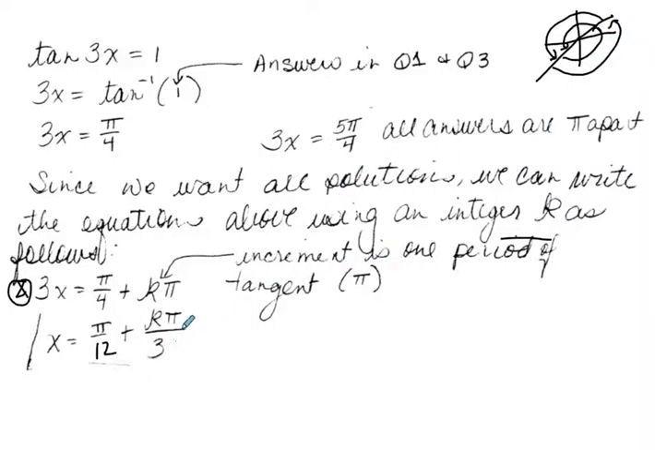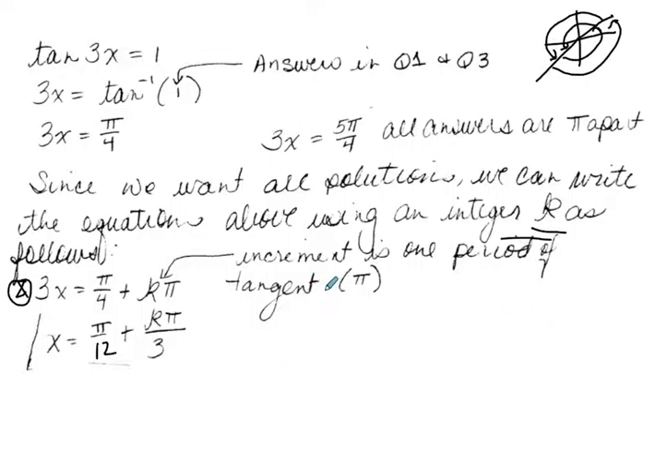So at that point, what I do is I divide everything through by 3. I divide pi over 4 by 3. That's where I got the pi over 12. Divide k pi by 3. That's k pi over 3. Now remember, k is an integer. We have to agree that k is an integer, otherwise this will not work.